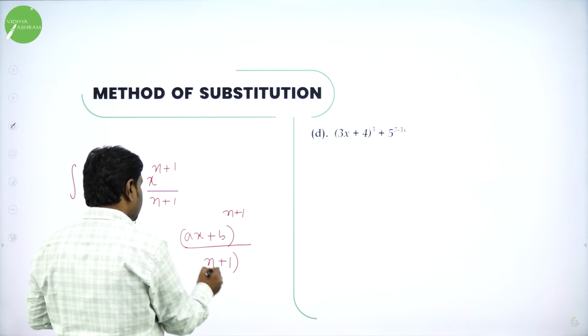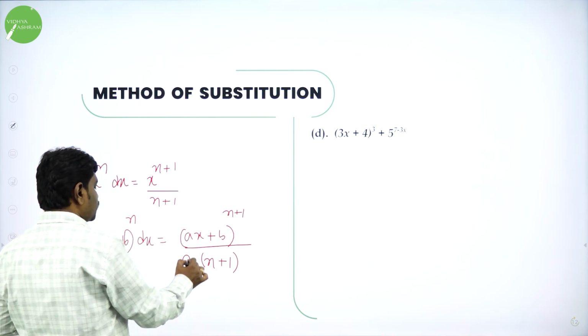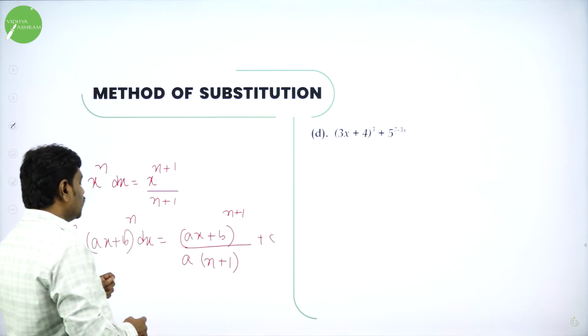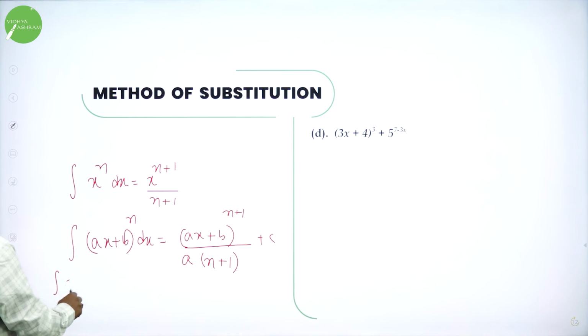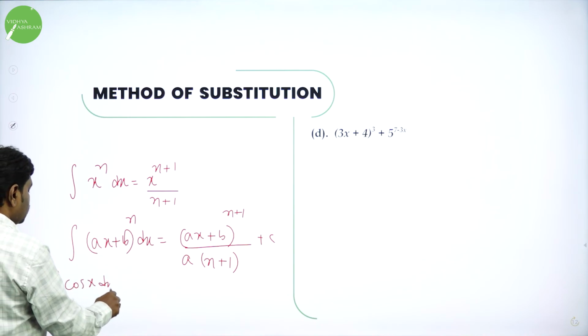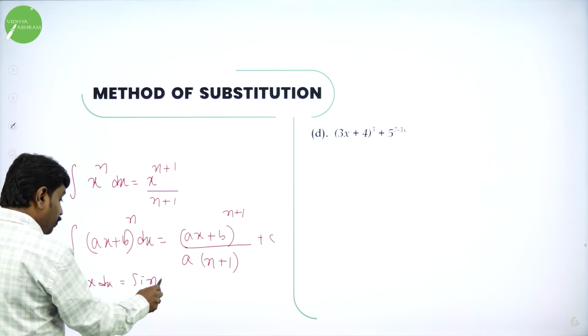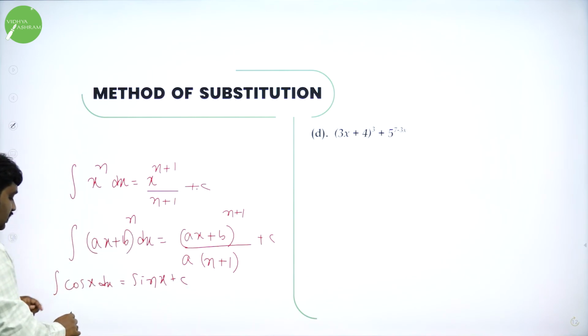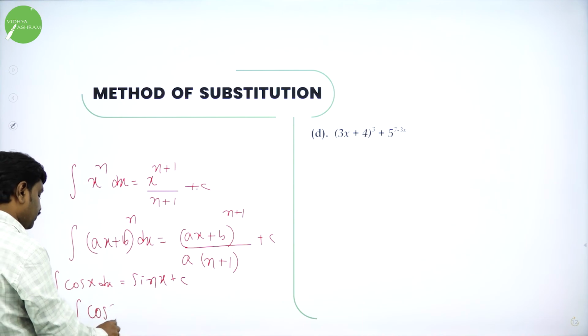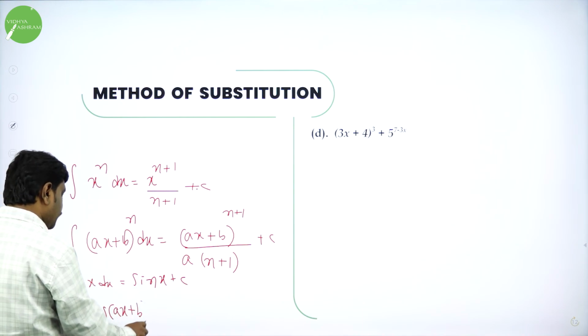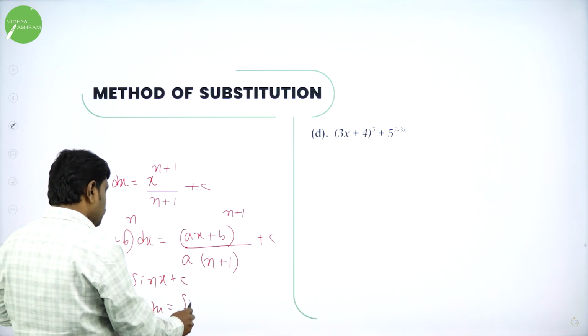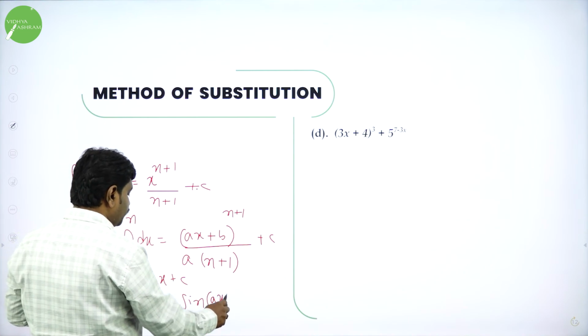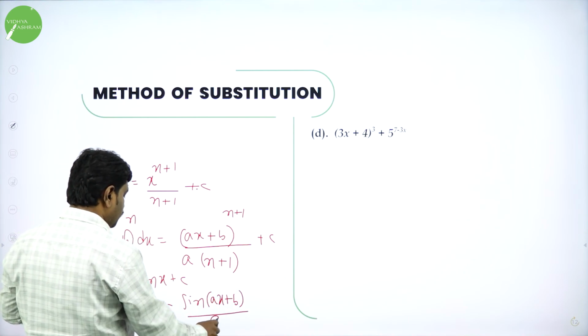But the coefficient of x, what is the coefficient of x? A comes out in the denominator, plus c. And suppose you have integration of cos x, what is integration of cos x? Sin x. So instead of x, if you have ax plus b, the answer is the same. So cos of (ax plus b) becomes sin of (ax plus b) by a plus c.